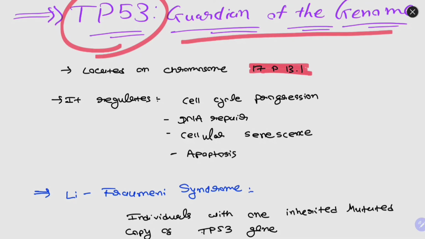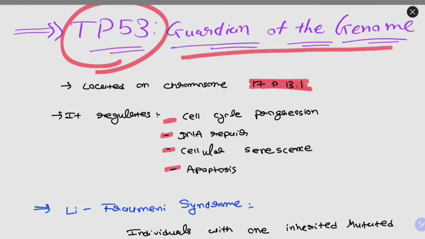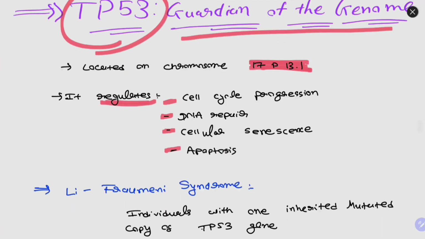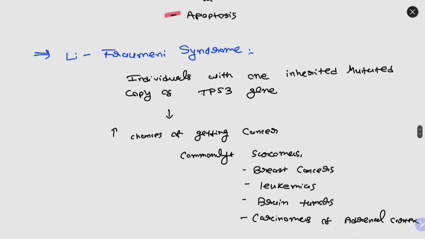Yes guys, what does this TP53 do? As it is known as the guardian of the genome, what does this TP53 gene do? It regulates the cell cycle progression, DNA repair, cellular senescence and apoptosis. Yes guys, there is one terminology in TP53 gene, Li-Fraumeni syndrome. What is there in Li-Fraumeni syndrome?